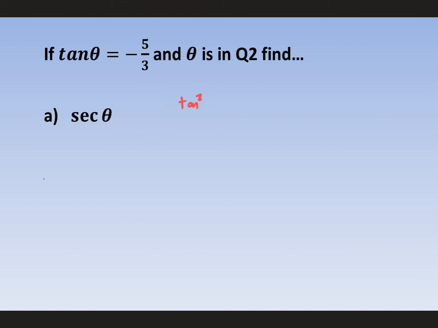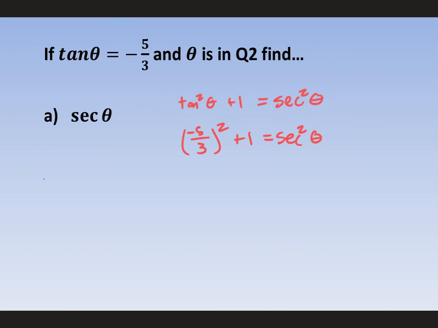So one of our identities uses tangent and secant. That is tangent squared theta plus 1 equals secant squared theta. And so what we're going to do is substitute tangent to be -5 over 3. So we'll go (-5 over 3) squared plus 1 equals secant squared theta. Okay, so what we're doing here is we're trying to solve for secant squared theta. This kind of makes sense, right? We substituted in what we knew. At the end, for most of these problems, we'll get a plus or minus, and that's where this quadrant 2 piece will come in handy, helping us determine whether it's the plus or minus.